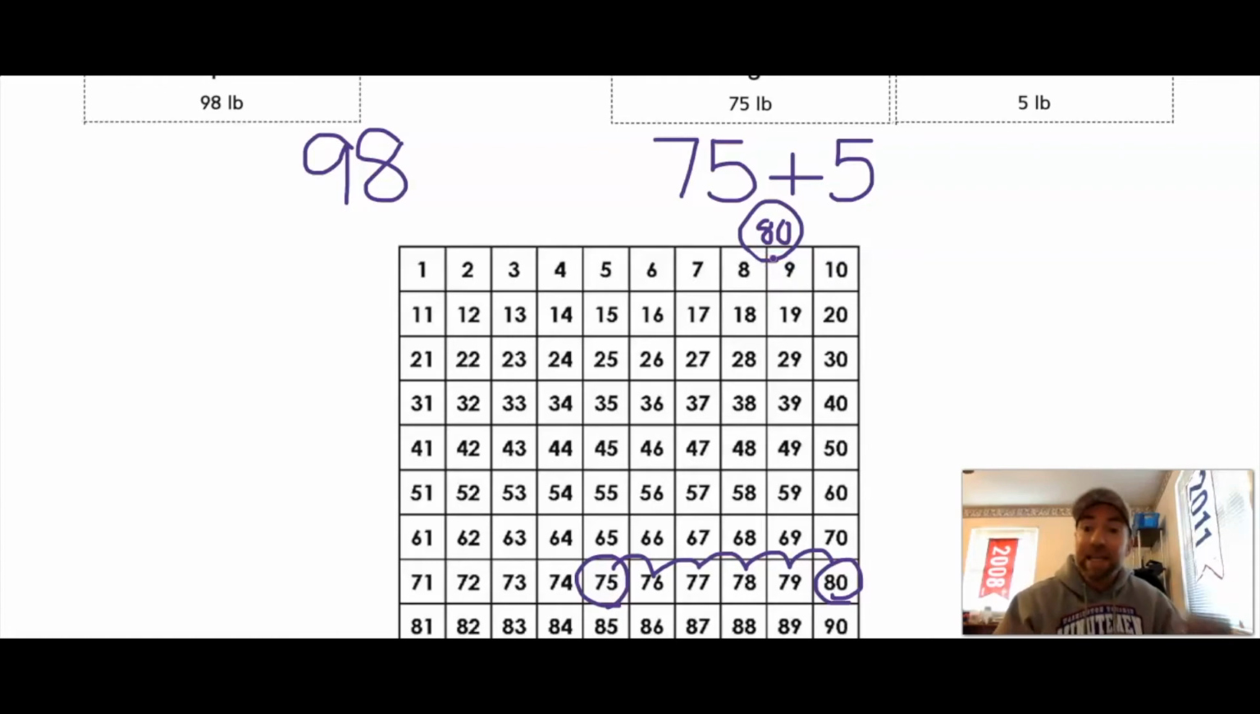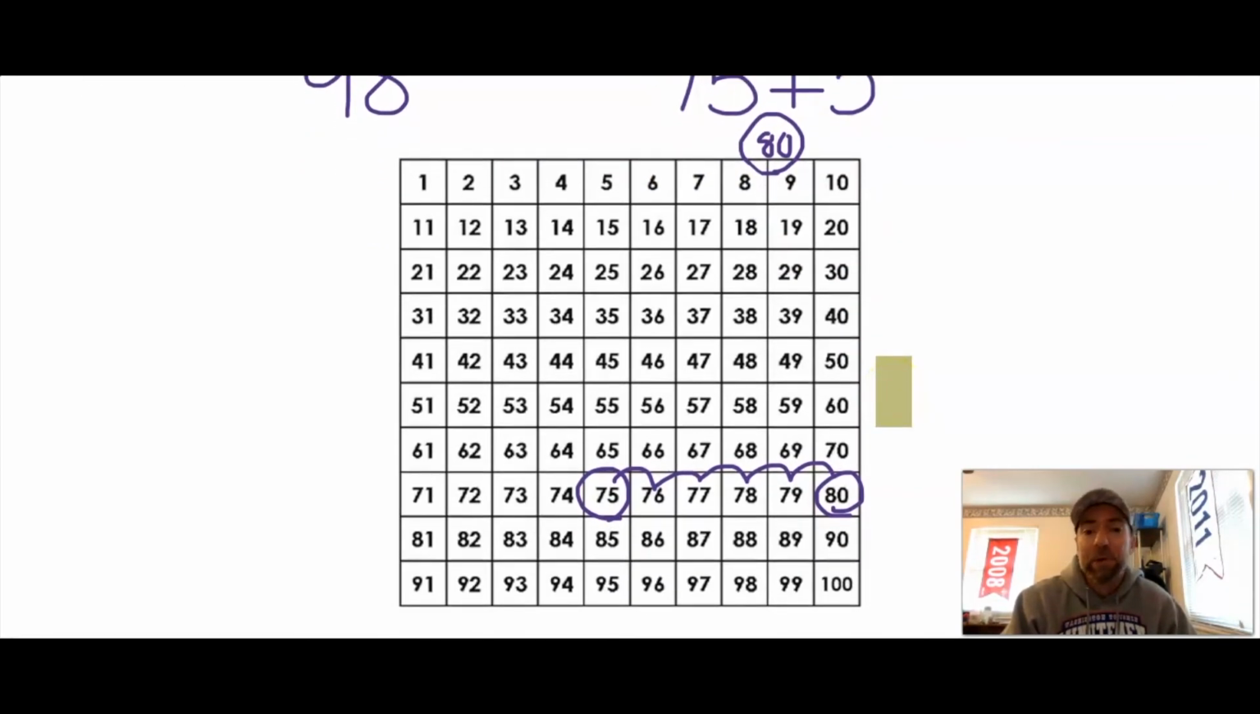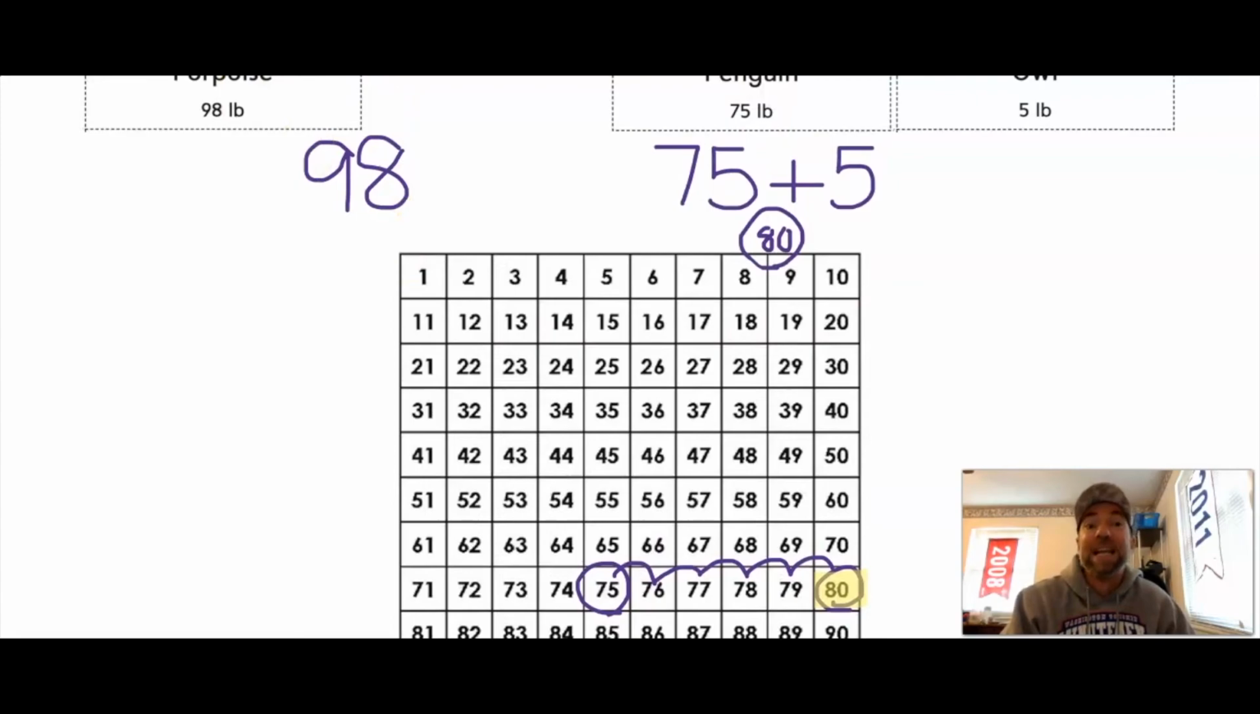Now, which side is the greater side? Is it the side that's 98, or is it the side that's 80? Well, again, my number grid could help me. Here's our 80, and here's 98. Which number would be the greater number? Did you say 98? So I'm going to put my 2 dots where the 98 is, 1 dot where my 75 plus 5 is, and then I'm going to make my mouth.